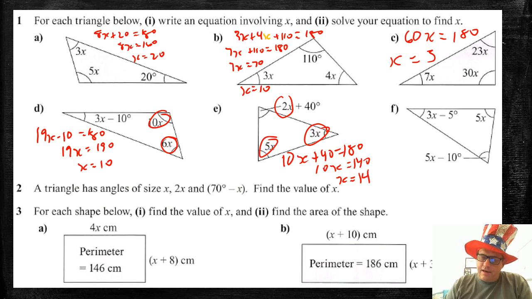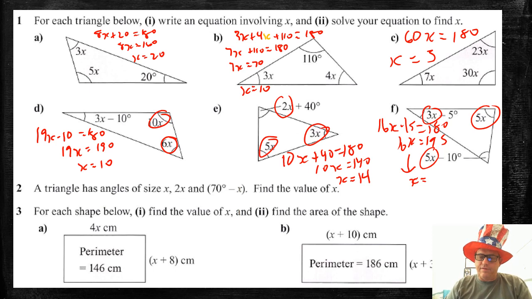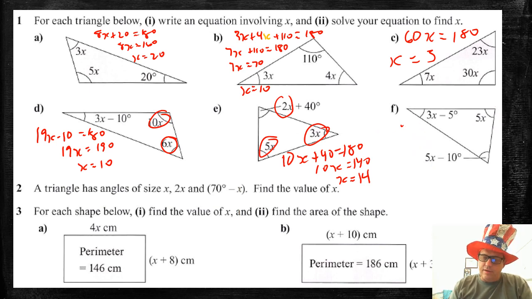Okay, and then for f, I have 5x plus 5x is 10x plus 3x is 16x. And minus 10 minus 5 is minus 15 equals 180. So 16x equals 195. It's getting a little bit messy. I'm running out of room, and I go down here, and x is going to equal, what's 195 divided by 16? Let's fix this because I made a mistake here. I hope you guys realized the mistake that I made. So let's try this one again from the beginning.